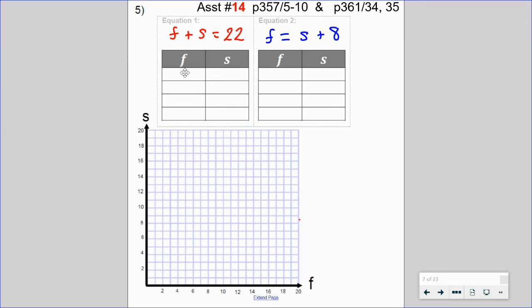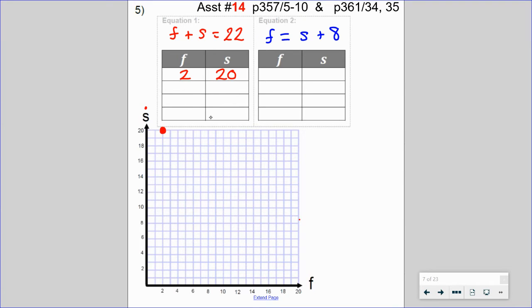Please notice while Mr. Cowan usually really likes to start with 0, 0 plus 22 would make 22, and well, that's kind of off the graph. So in this particular case, I'm going to choose not to use 0. How about we start with 2? And 2 plus what number is 22? Well, that second number must be 20. And then we'll go ahead and plot that point on our graph here.